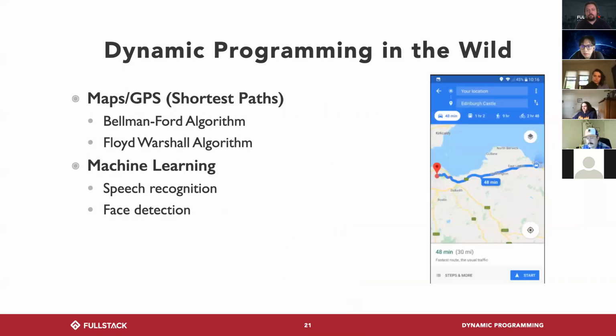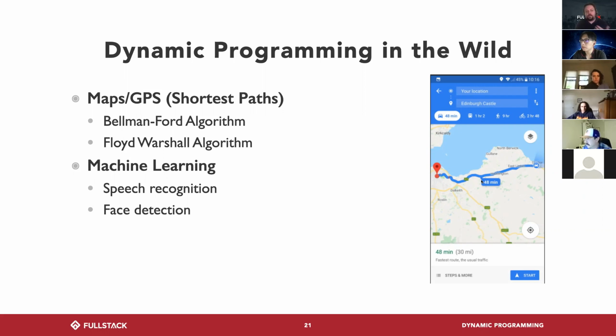Also problems like shortest paths, where there's the Bellman-Ford algorithm and the Floyd-Warshall algorithm. These are graph problems, and finding the shortest path in graphs is often done dynamically. You start by figuring out the shortest path between here and here, and between here and here. You build up as you go, starting with smaller paths to calculate the full shortest path of the whole thing.